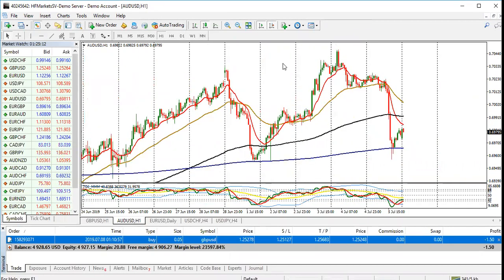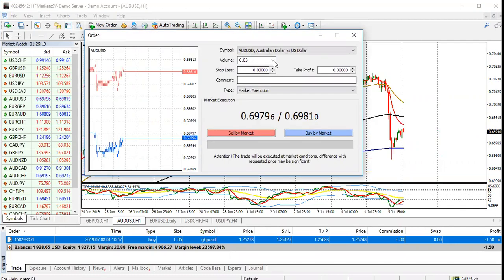All right. So let's say I want to place a trade for AUD USD on the 1 hour time frame as well, and I want to place a sell. I go to new order. I confirm that I'm on AUD USD, and then volume. Do I want 0.03 or 0.05 or 1.0? Anyone, I pick it. Market execution is highlighted. I sell by the market. Boom. That's the sound.